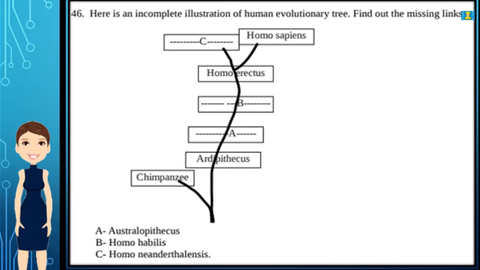Here is an incomplete illustration of the human evolutionary tree. Find out the missing links. A. Australopithecus. B. Homo habilis.